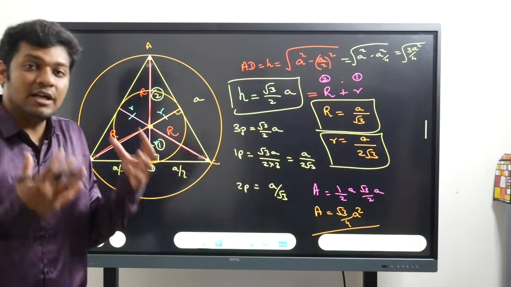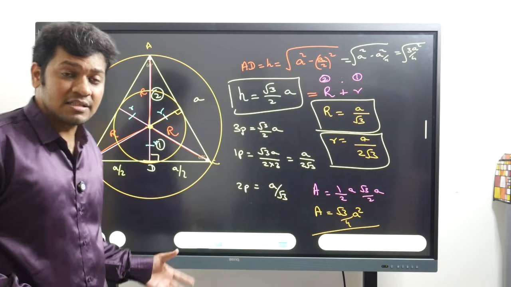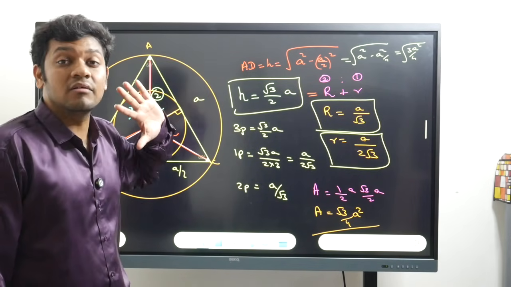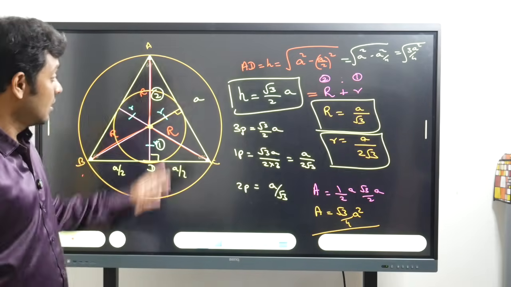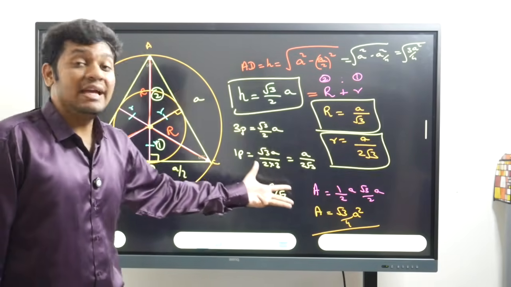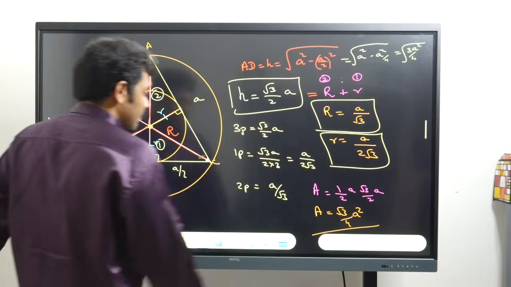So for an equilateral triangle, when any one is given, say the area, inradius, circumradius, length of the median, height, or side, you can find all the other parts. So height is root 3 by 2 a, circumradius is a by root 3, inradius is a by 2 root 3, area is root 3 by 4 a square. You should have this at your fingertips. It's good to know that. Okay, that's all.